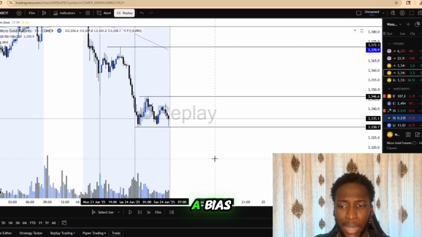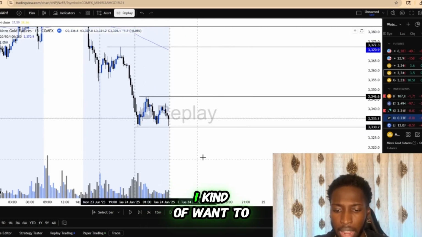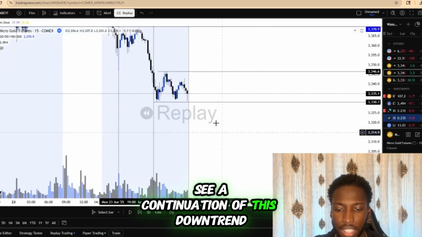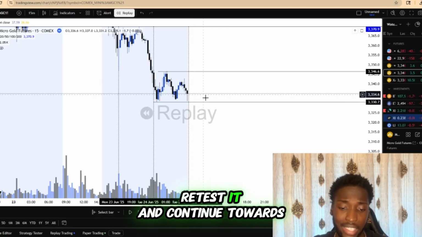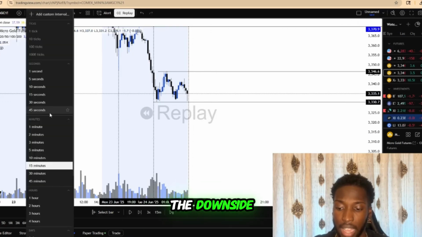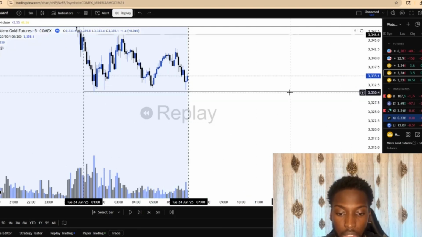First, I like to establish a bias. So obviously we're clearly in a downtrend, right? So I kind of want to see a continuation of this downtrend and maybe take out this session low, retest it, and continue towards the downside. I take my trades and my entries on the 5-minute time frame.